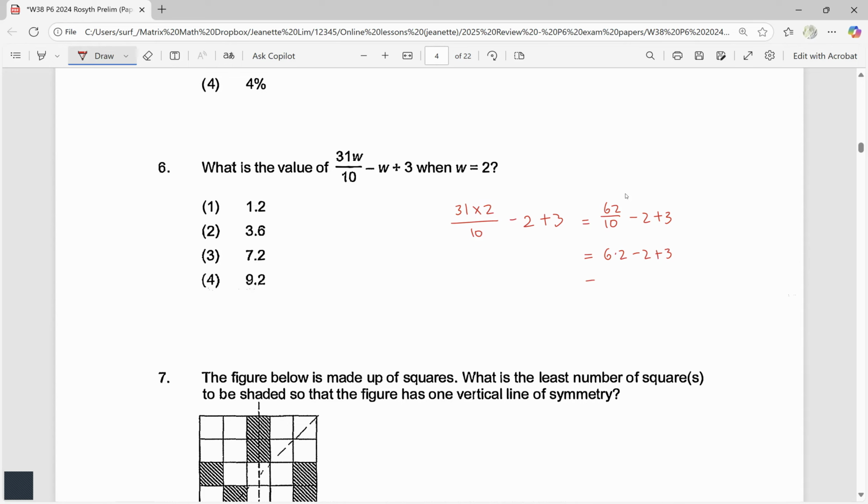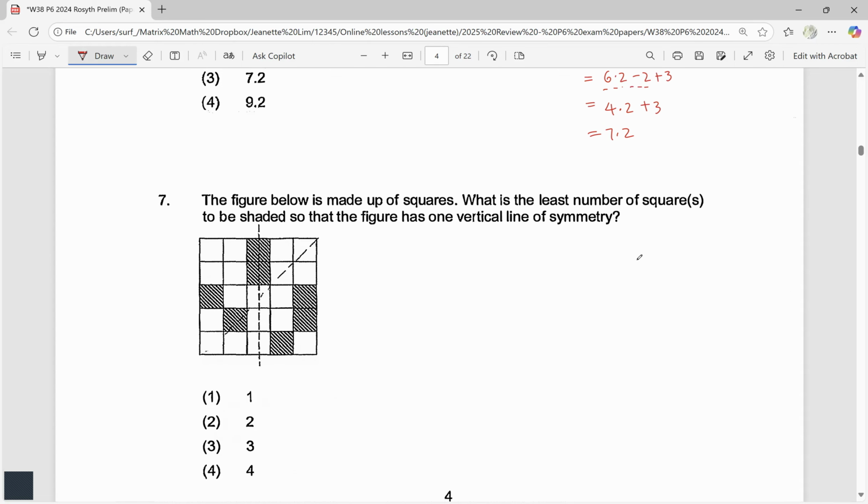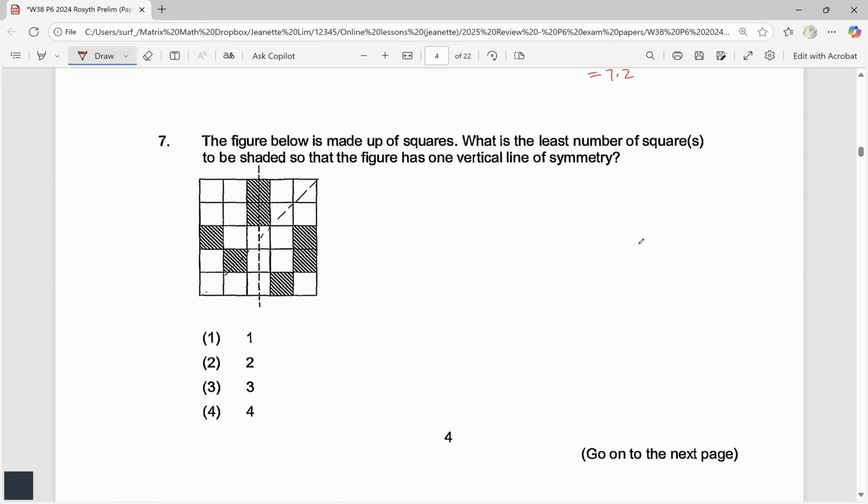Now we go from left to right, which means that I'm going to do 6.2 minus 2 first. So that will be 4.2 plus 3. So answer 7.2. Option 3. If you are going to do 2 plus 3 first, you end up with 5, and then you have 6.2 minus 5, and that is wrong, wrong order. If you have plus minus, you have to do from left to right, because plus and minus are equally important.